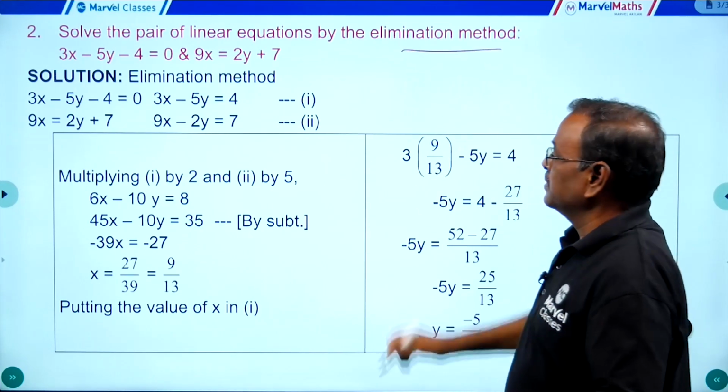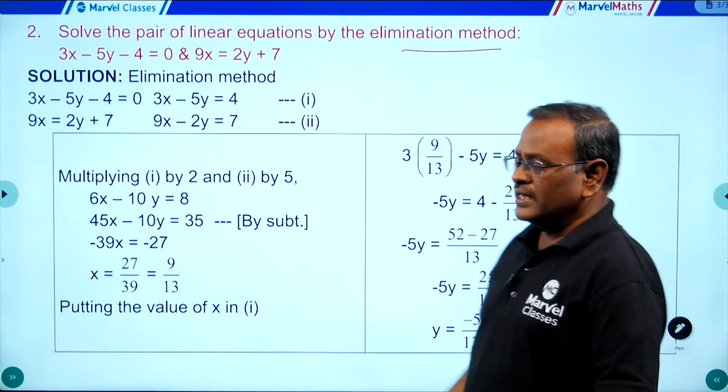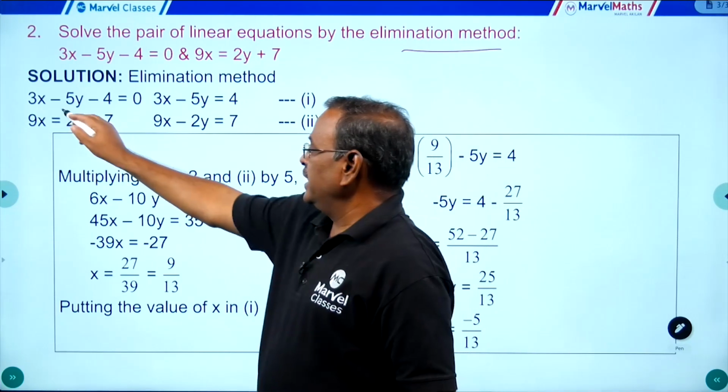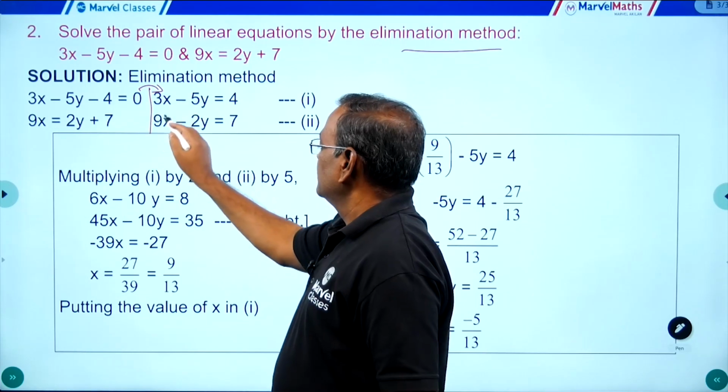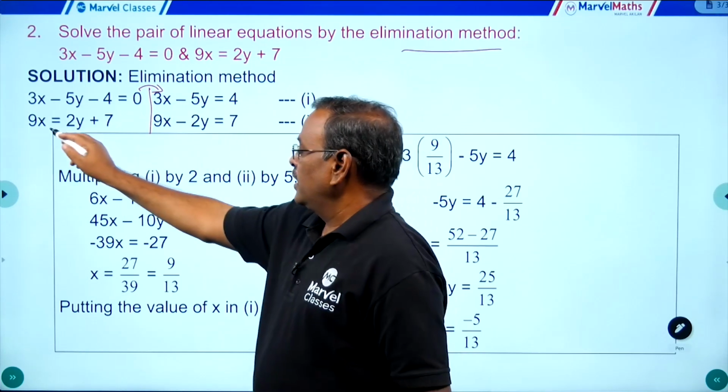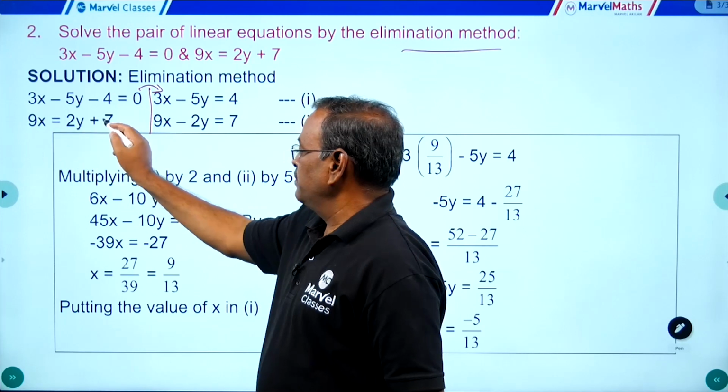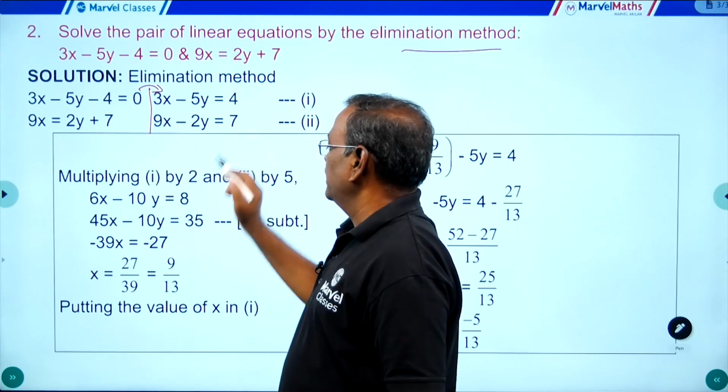The second method is the elimination method. Rewrite the given equation in standard form. 3x minus 5y minus 4 equal to 0. You can rewrite this as 3x minus 5y equal to 4. And the second equation is 9x equal to 2y plus 7. So 9x minus 2y equal to 7.